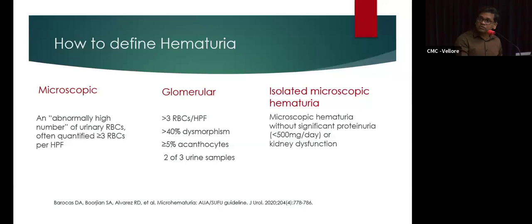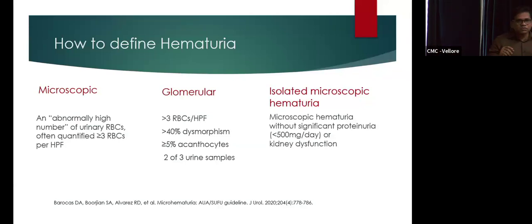So how to define hematuria? We can categorize it as microscopic, glomerular, and isolated. Microscopic hematuria is defined as more than 3 RBCs per high power field. For glomerular hematuria, the most characteristic features are acanthocytes, which are more than 5%. The second characteristic feature is dysmorphic RBCs, which are more than 40%.